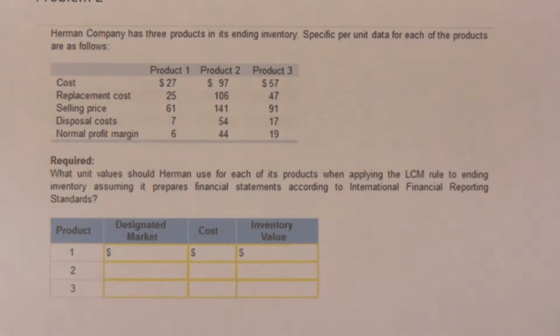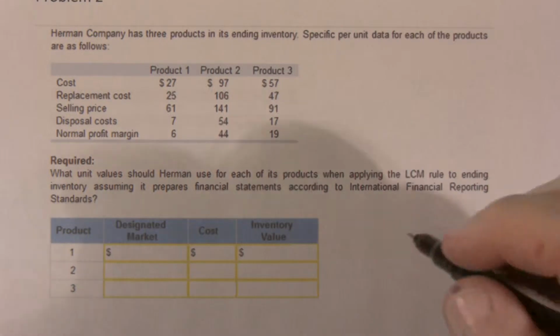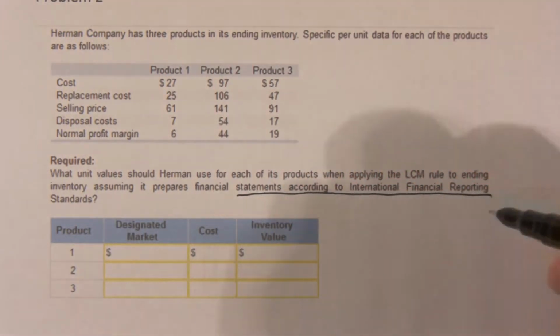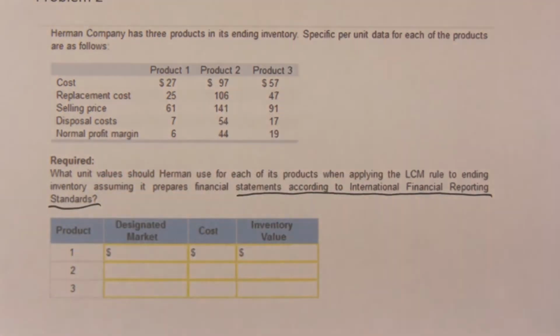Okay, problem 2 asks us to do lower of cost or market, but it says according to international financial standards. So remember, U.S. GAAP says lower of cost or market, depending on floor and ceiling, within the floor and ceiling. IFRS says lower of cost or net realizable value, which we call the ceiling. So let's do it both ways.